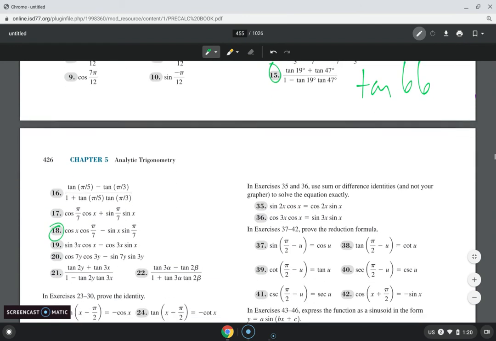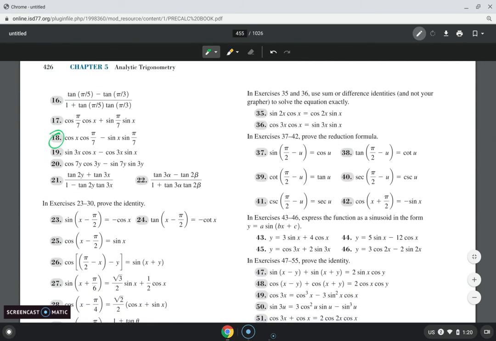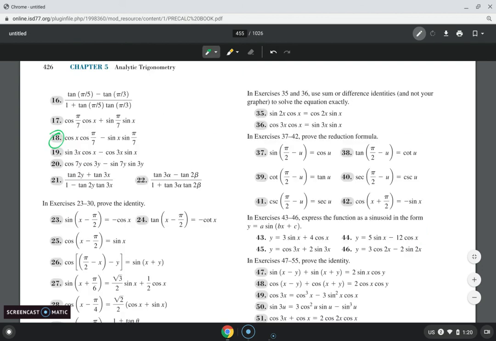Okay. Number 18, same dealio. Cosine, cosine, minus sine, sine. So we're going to go look at our stuff here. Cosine, cosine, minus sine, sine. That's this one again, except it was minus. So that means we want to add those together since we do the opposite with the cosine one. So all we would do is take the cosine of x plus pi over 7. And you would leave that just like that.